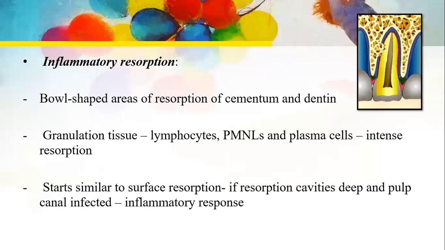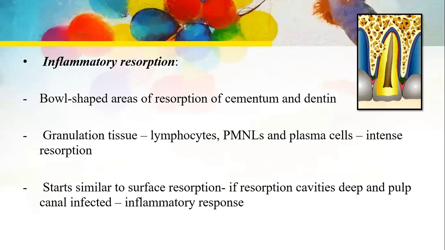So the next healing process is inflammatory resorption. As you can see in this picture, there will be bowl-shaped areas of resorption of cementum and dentin. There will be granulation tissue, especially lymphocytes, PMNL cells, and plasma cells, which will lead to intense resorption of the tooth surface. It starts similar to surface resorption. So initially it will start as a normal reaction, and the resorption lacunae will be formed.